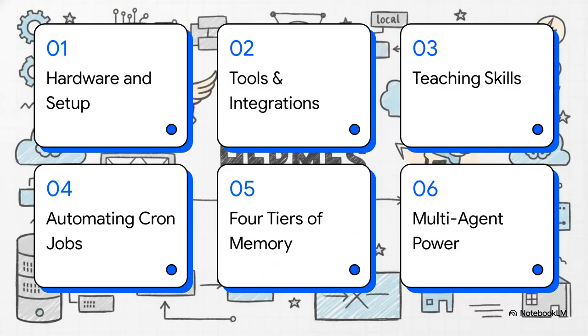We've got a real zero to hero journey mapped out for us today. We're going to hit hardware and setup, dive into tools and integrations, talk about teaching your agent actual skills, automating with cron jobs, break down the 4 tiers of memory, and finally unleash local multi-agent power.